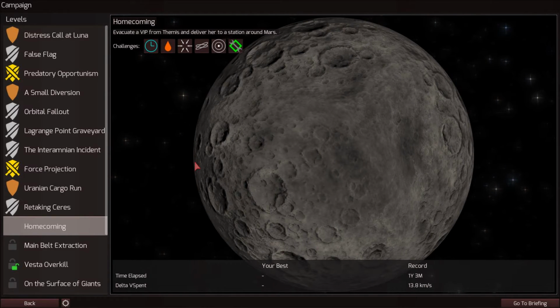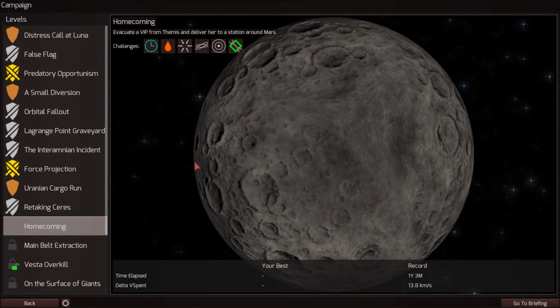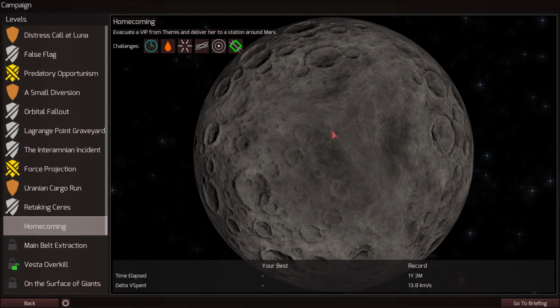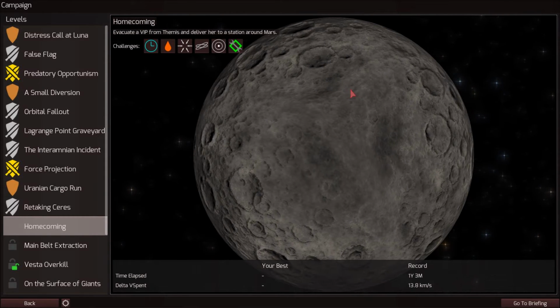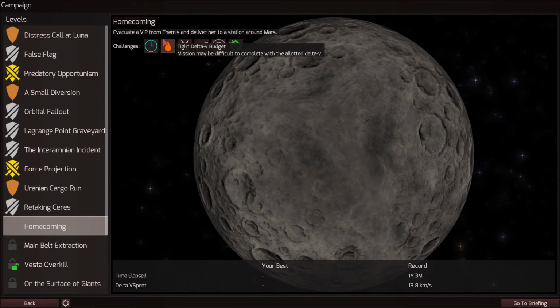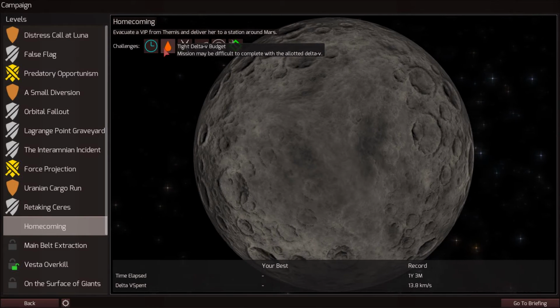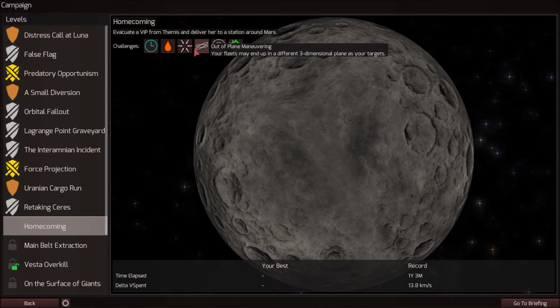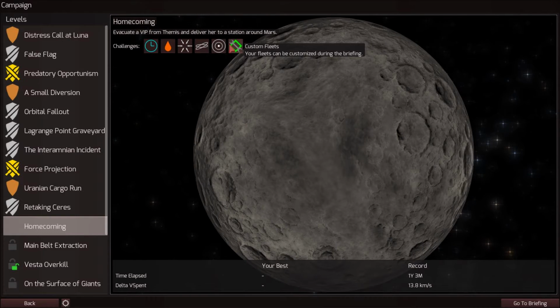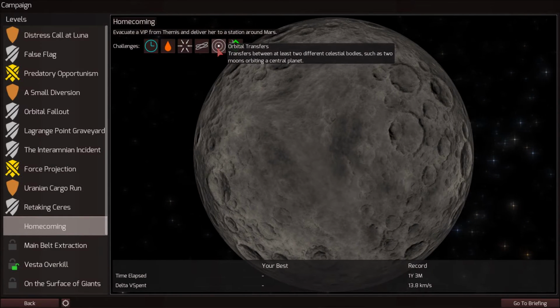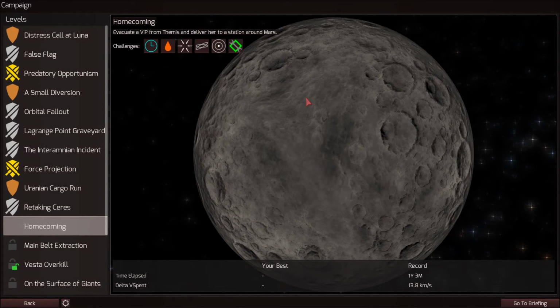Today we are playing a frustrating, possibly difficult mission where we need to get from Themis in the asteroid belt to Mars within 2 years. We are transporting a VIP, in fact. Tight Delta V budget, tight time limit, out of plane maneuvering, high gravitation, and we can also customize our fleet, but we probably won't need to.